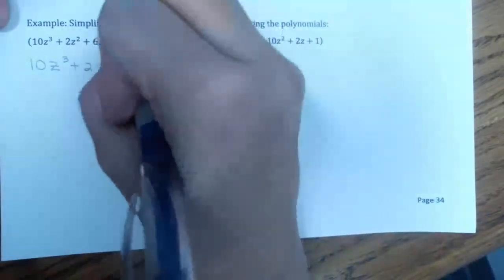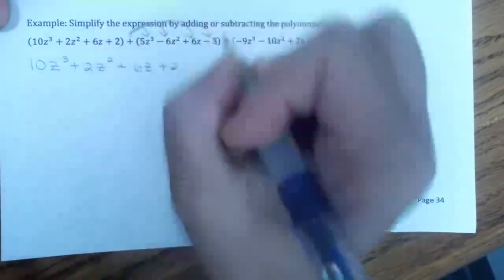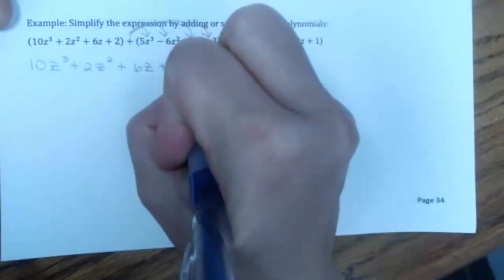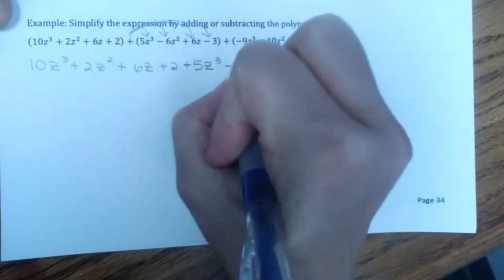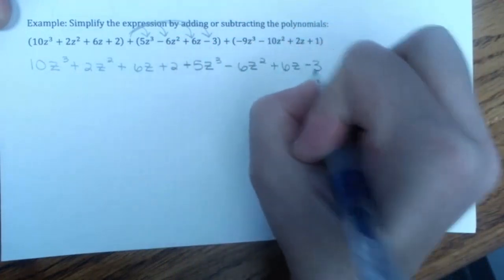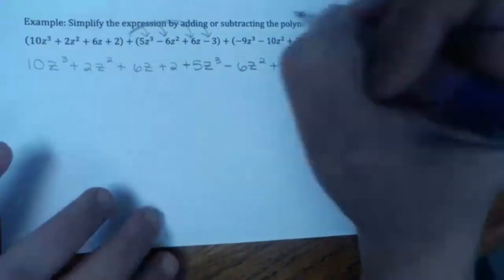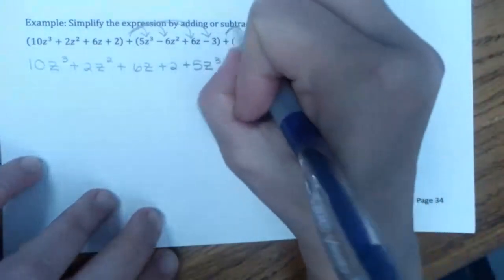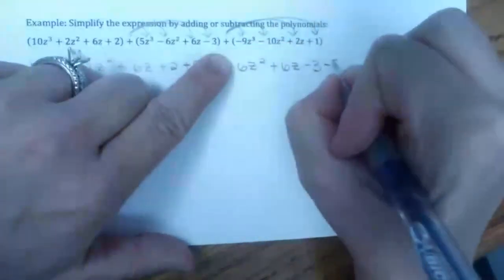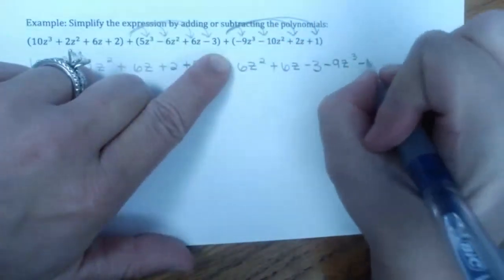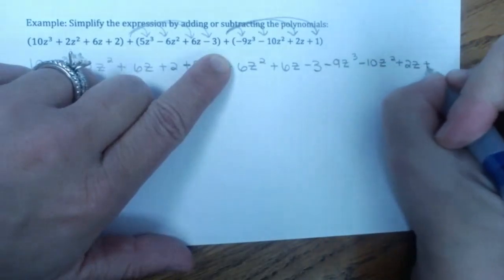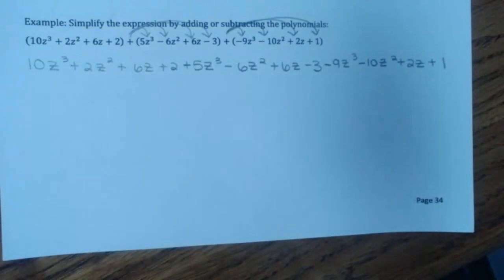Again, there's nothing to distribute, but I can show it. Besides that positive 1 outside the second set of parentheses, whenever you distribute a positive 1, it's going to stay. Plus 5z cubed minus 6z squared plus 6z minus 3. Same thing for the last one. Let's distribute this positive 1. Whenever you distribute a positive 1, it's going to stay the same. So it will stay negative 9z cubed minus 10z squared plus 2z plus 1. So I got rid of my parentheses.